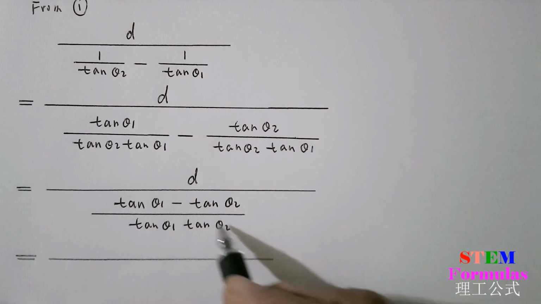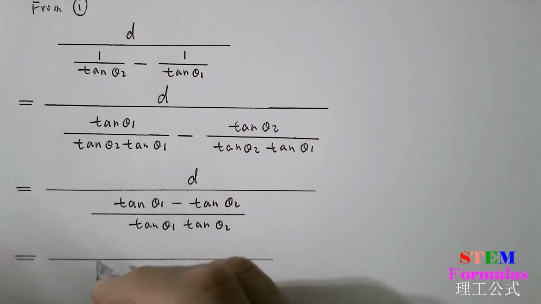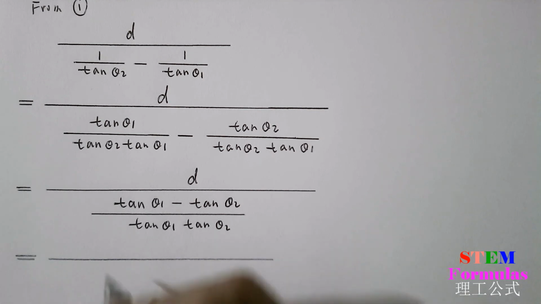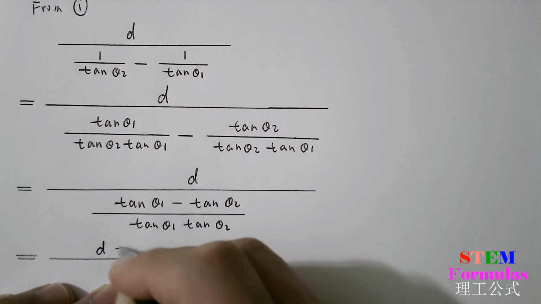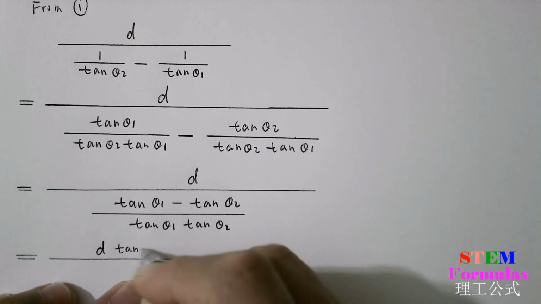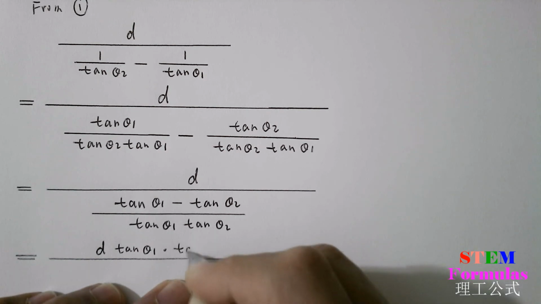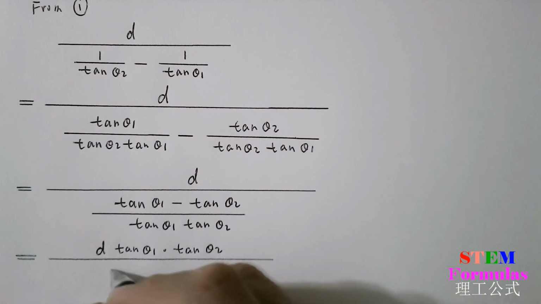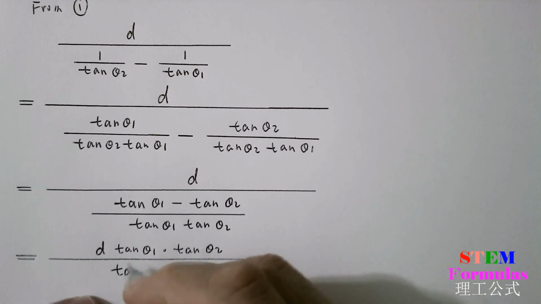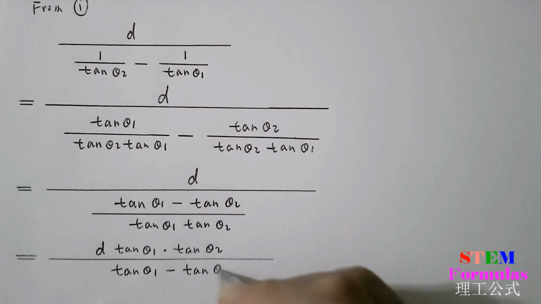And this tangent theta 1 times tangent theta 2 we can put on the top. So I have d tangent theta 1 times tangent theta 2, times (tangent theta 1 minus tangent theta 2).